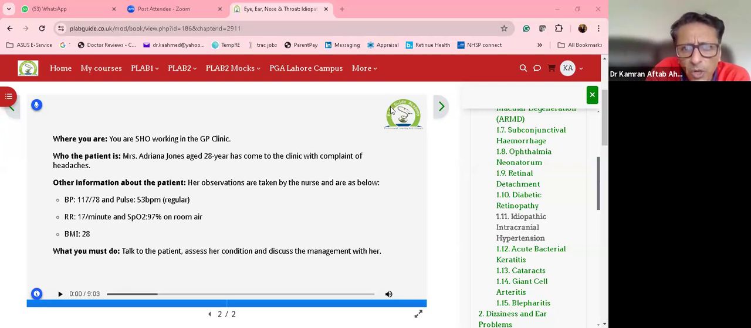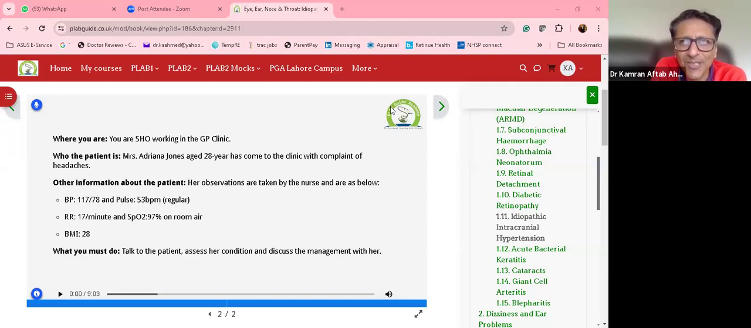So what examination are we going to do in retinal detachment? Well, you do ophthalmoscopy. However, retinal detachment is extremely difficult to pick up on ophthalmoscopy. Why is that? It's because ophthalmoscopy gives you a two-dimensional image only, and retinal detachment, unfortunately, is a three-dimensional condition.